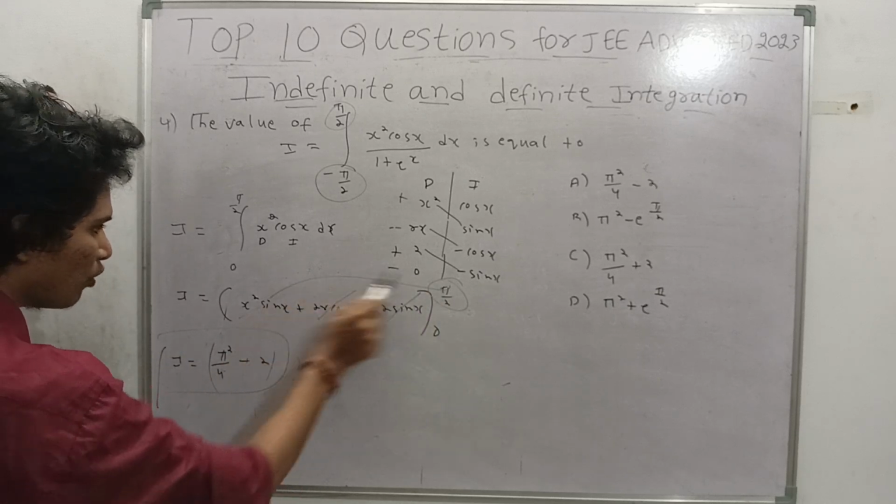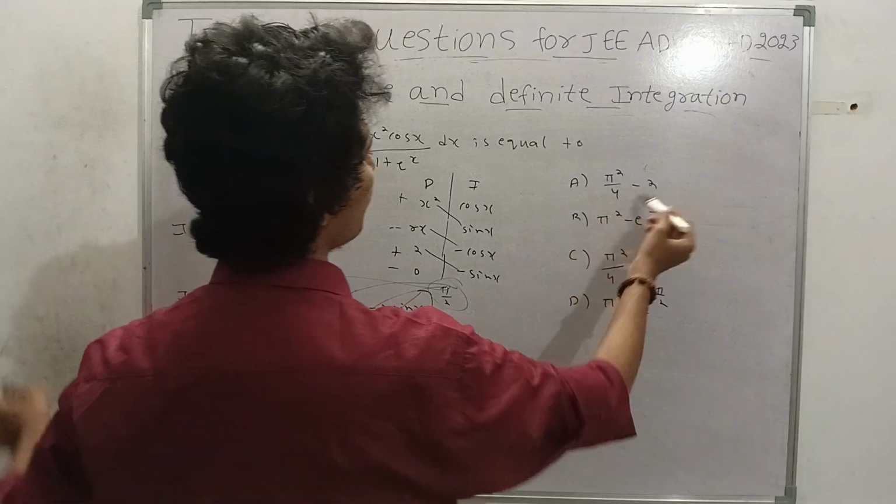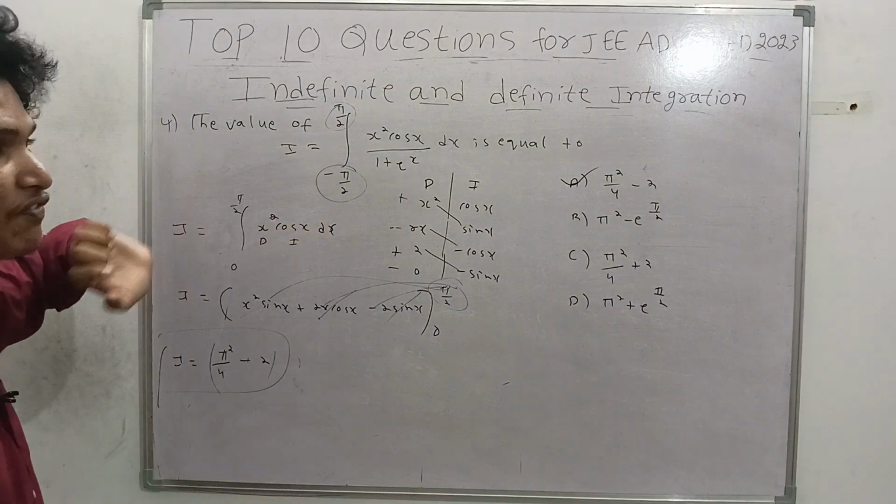When I apply the pi by 2 limit, I will get pi square by 4 minus 2. What is the option? Pi square by 4 minus 2, option A. Like this you have to solve. You have to see which property is fitting this.